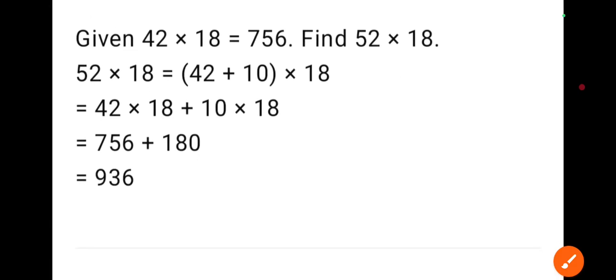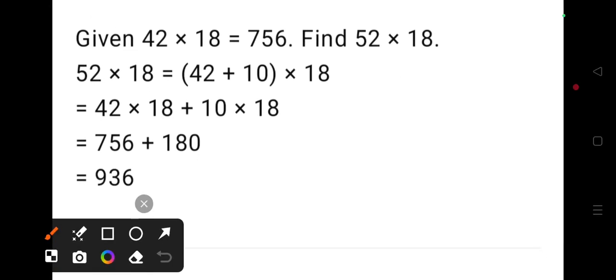So what we need to do in these types of questions is split 52 in such a way that 42 is included in that. We can split 52 as 42 plus 10 into 18, which will remain as it is. Now we are going to use the distributive property, which says 42 should be multiplied with 18 and 10 also should be multiplied with 18, and make sure you put a plus sign in between. This is the common mistake you people make. Make sure this is the plus sign in between, right?